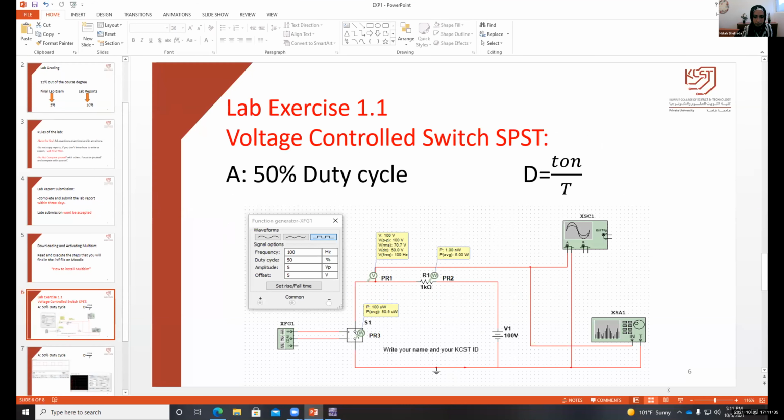Now, let's start with the lab experiment. As you all know, lab power electronics is about converting the power from one form to another. Let's say converting the power from DC to AC, or AC to DC, or DC to DC, or AC to AC. And this power conversion operation is done by switching. So the fundamental operation in power electronics is switching. So we need to understand switching very well. So in this experiment, we will study the voltage controlled switch SPST.